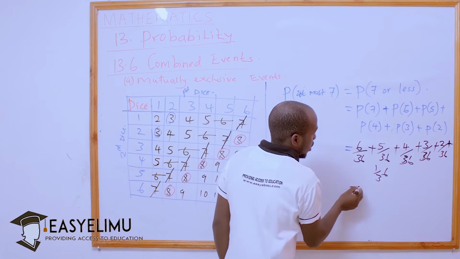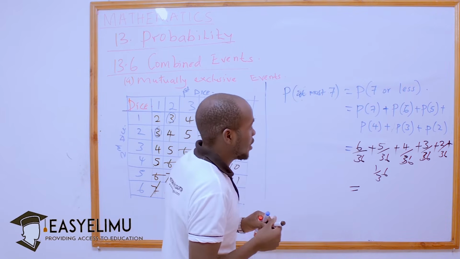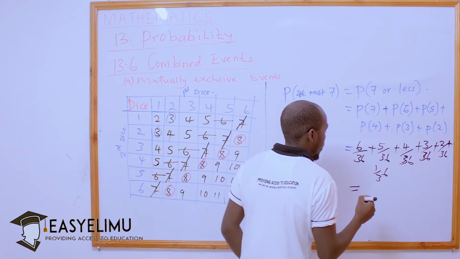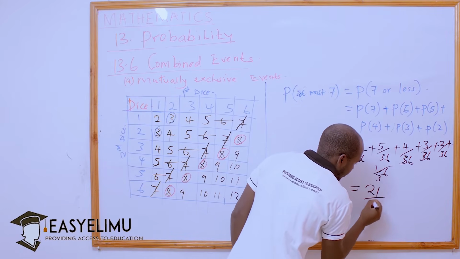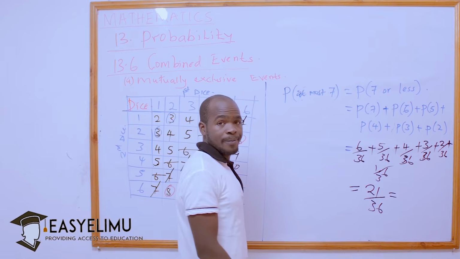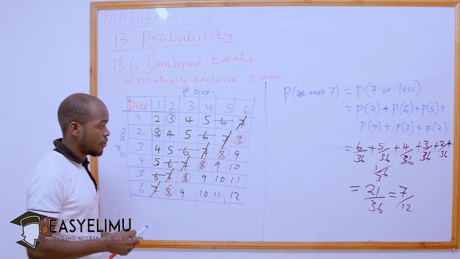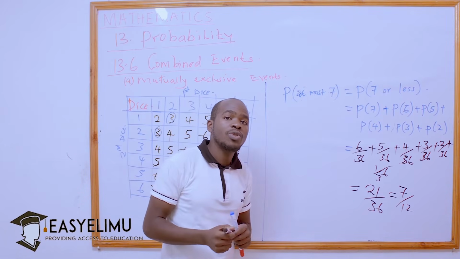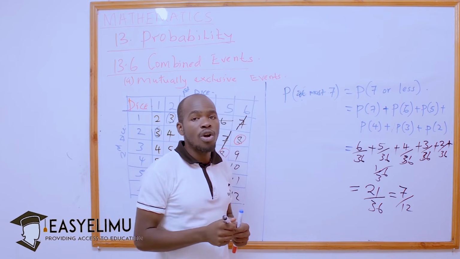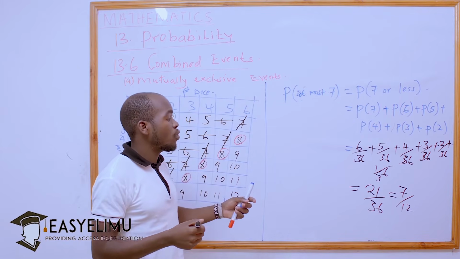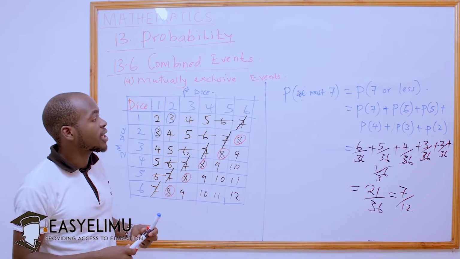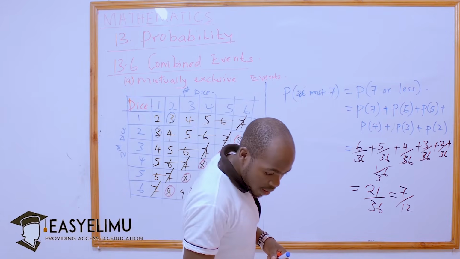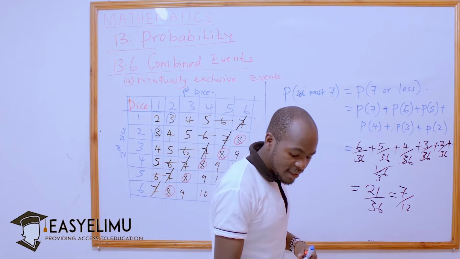So let's see what we find out as the probability of at most 7, or 7 or less. We are finding the total is 21 over 36, and this one is the same as 7 over 12. So if you work it out, you are going to get the probability that the sum of the faces showing up will be at most 7, or 7 or less, equal to 7 over 12. You have seen how I have worked it out, and that is how we do that. So we have another one, at least 6.